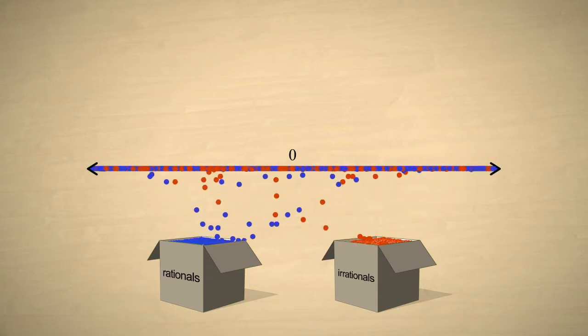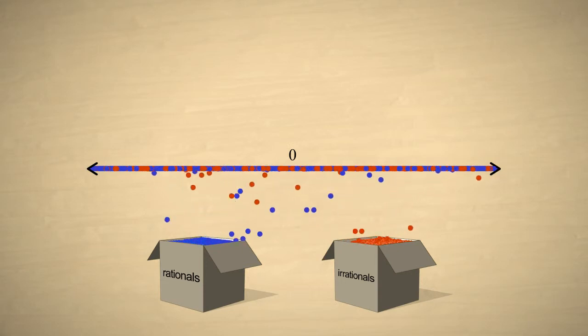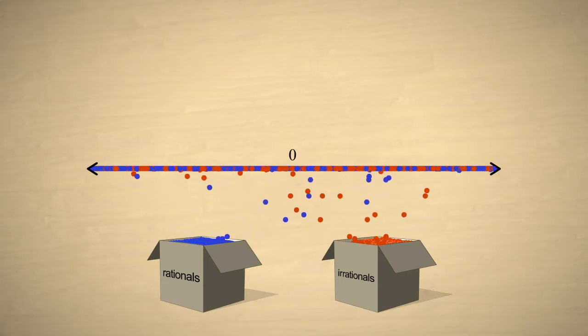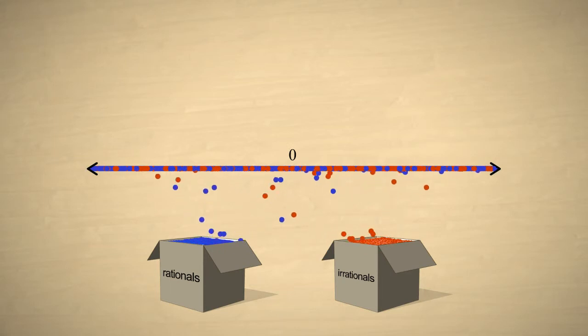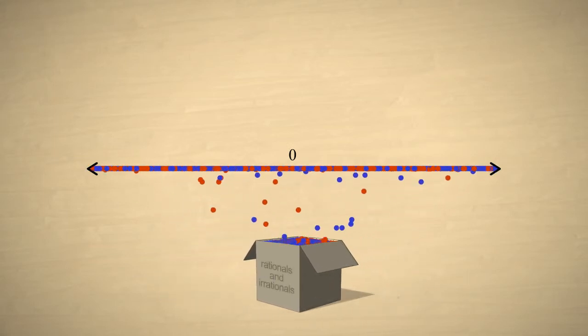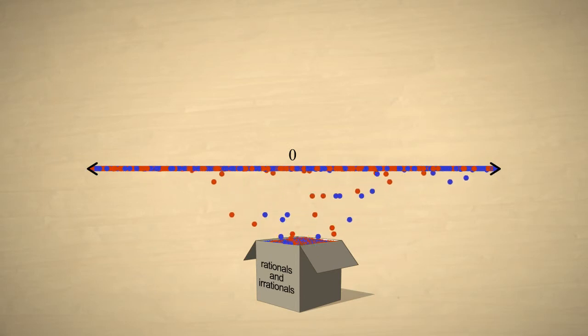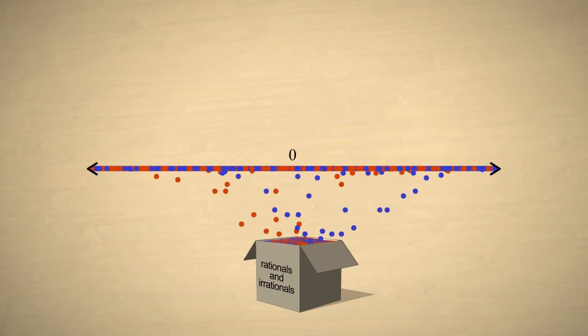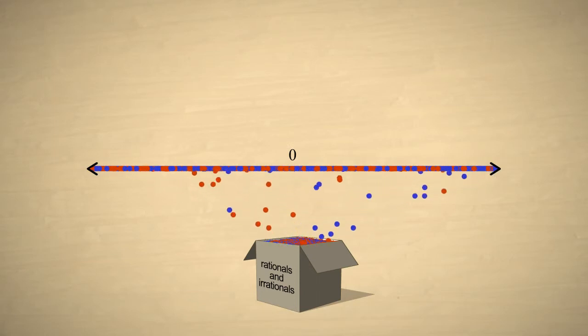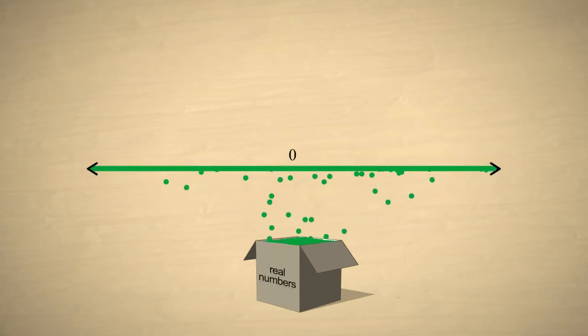We now have two mutually exclusive collections of numbers. Each collection can represent some quantities, but not others. However, if we combine the rational and irrational numbers into a single group, then we can represent any type of quantity in the real world. This collection, composed of rational and irrational numbers, is called the real numbers.